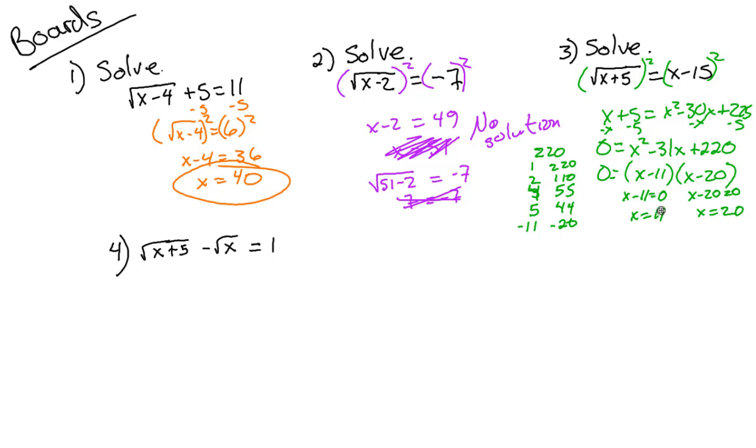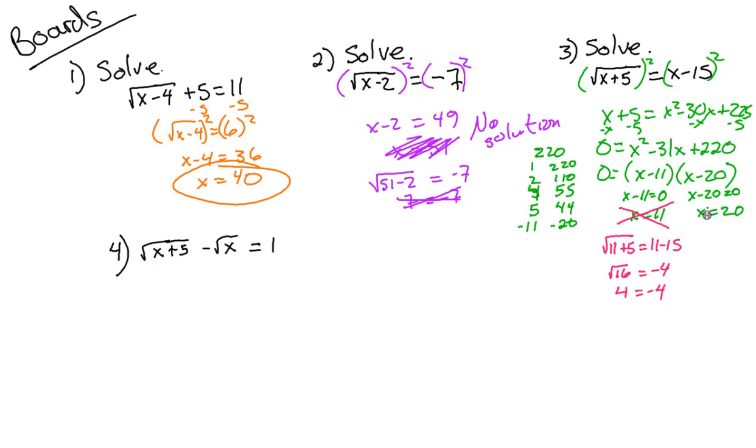Let's try it. Let's stick 11 up in here, and we get the square root of 11 plus 5 equals 11 minus 15. I think you can see where we're going to run into a problem. The square root of 11 plus 5, that's the square root of 16, equals negative 4. 4 equals negative 4. Yep, does not work.